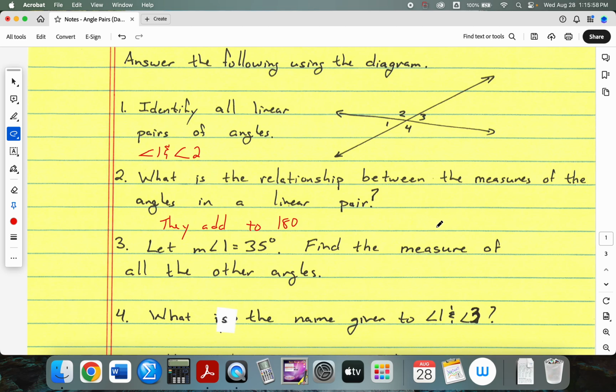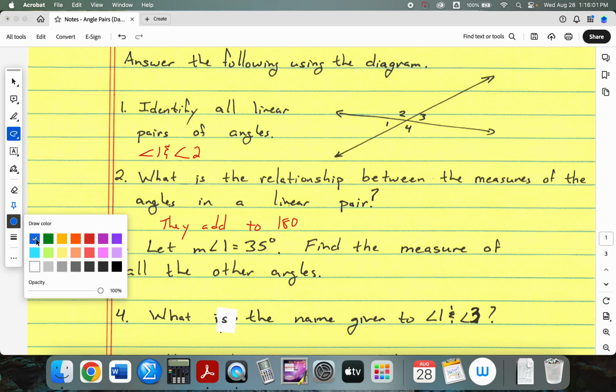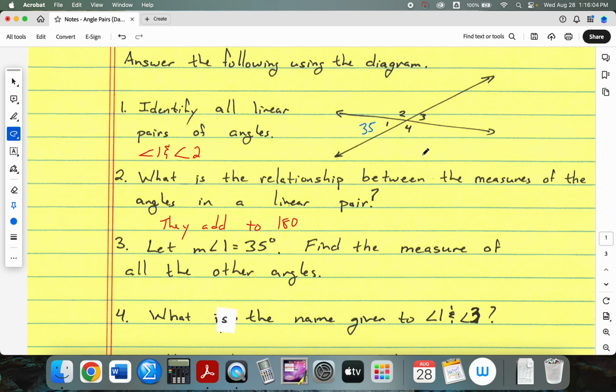So let's let angle 1 be equal to 35 degrees. So someone tell me, don't do the math, but just tell me, how can I find angle 2 then? Christina, tell me. 180 minus 35. Thank you, ma'am. That's going to give me 145. Because those two angles are a linear pair, their measures have to add up to 180.